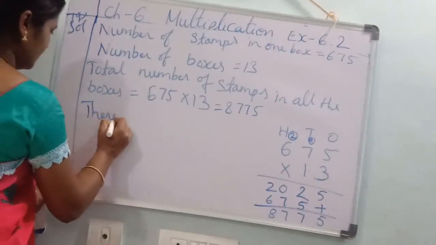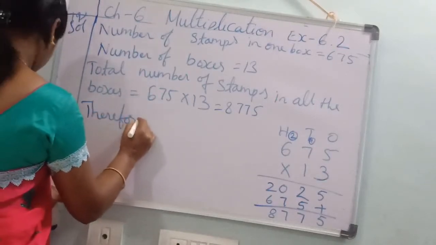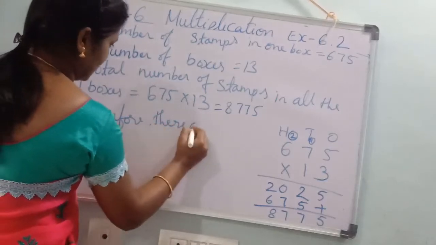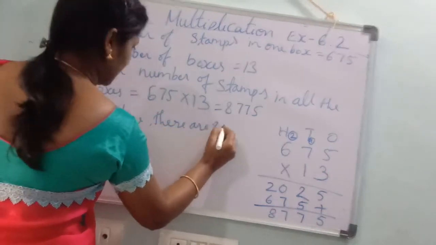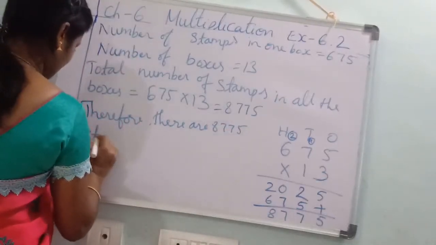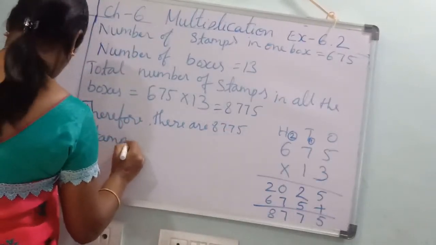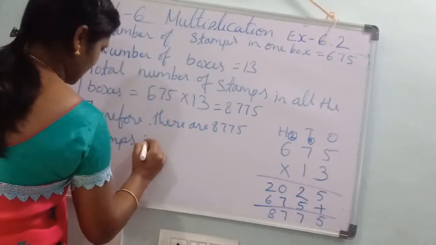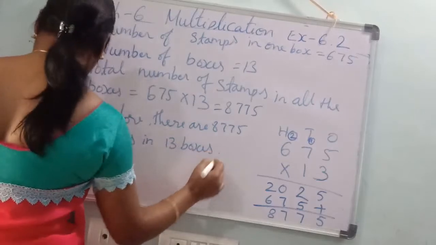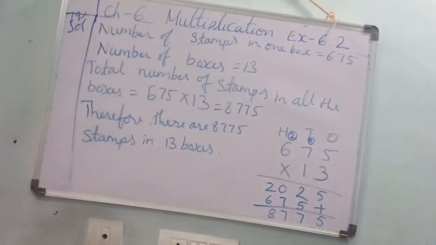Therefore, there are 8775 stamps in 13 boxes. Understood, children? 20th one you should practice. You only practice.